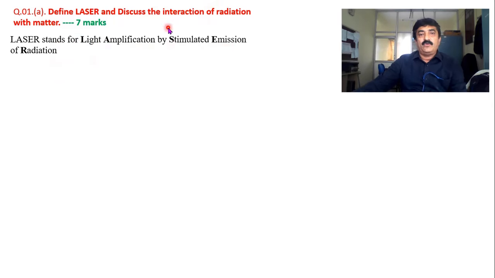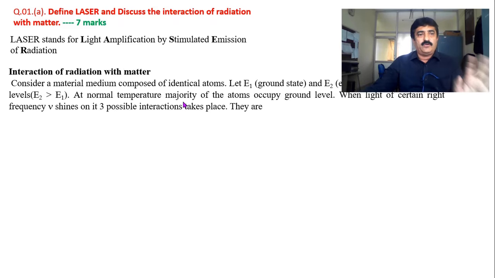And now you have to explain only the interaction. It is not the complete derivation of Einstein's A and B theory. It is only 3 interactions. When light falls on the matter, what all things are going to happen? There are 3 things going to happen. One is absorption and 2 are emissions. One is spontaneous emission, another one is stimulated emission. That much only you have to explain.